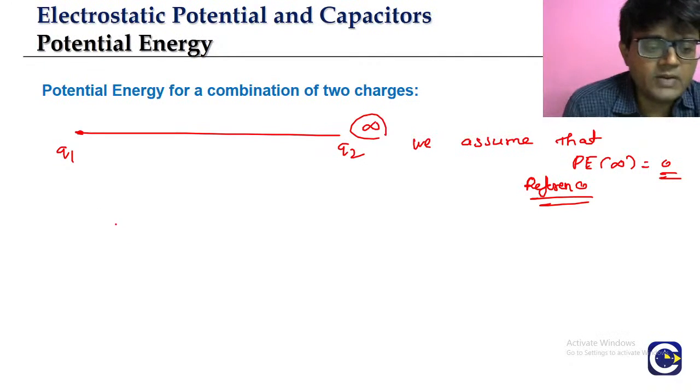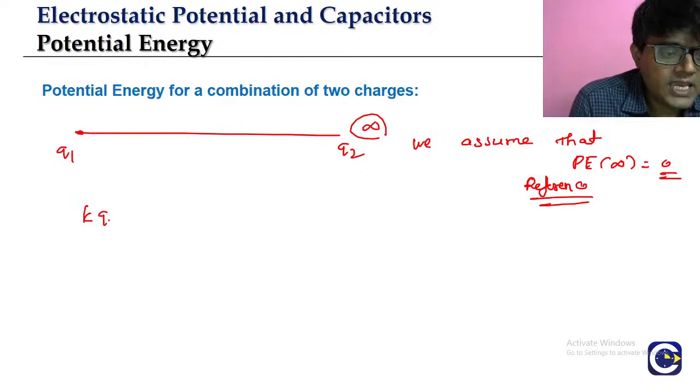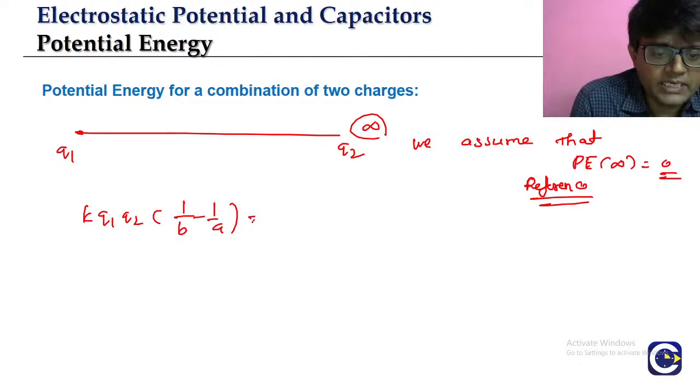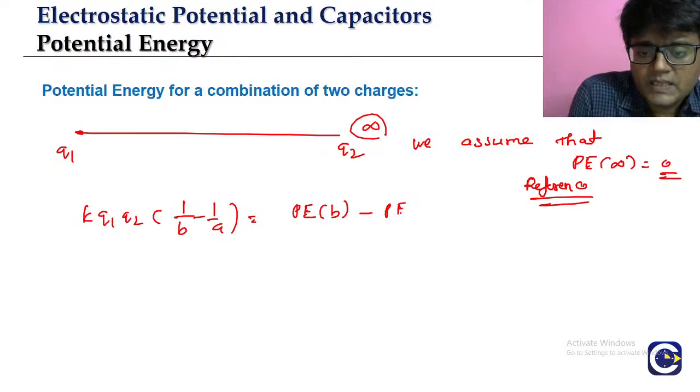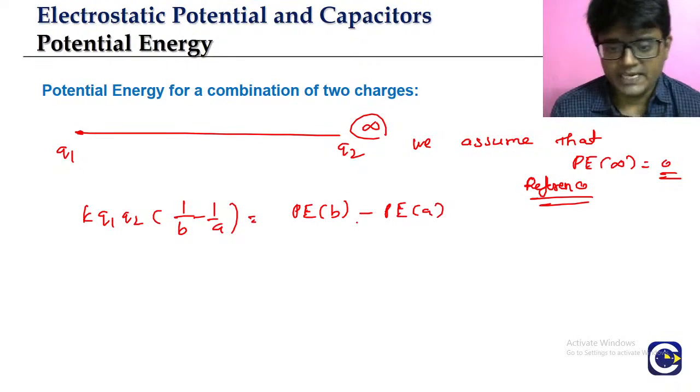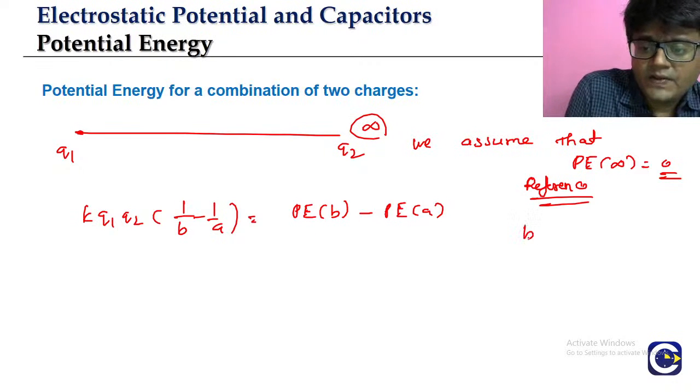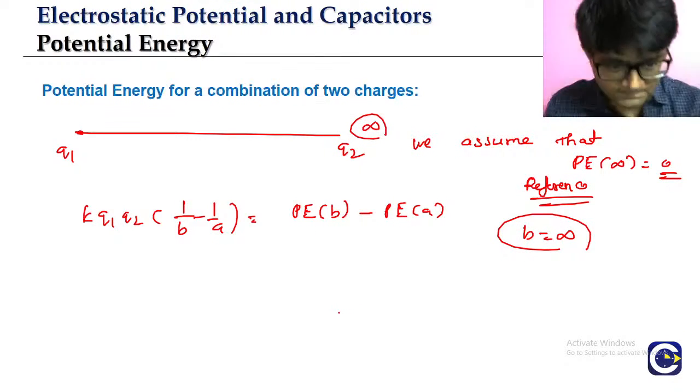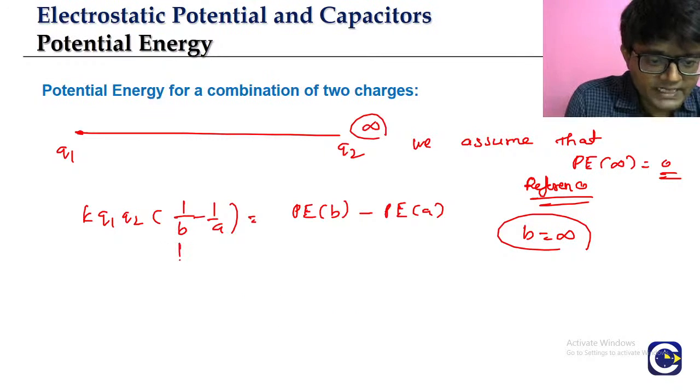இப்போ நம்ம கிட்ட இருக்க ஃபார்முலா என்ன? K q1 q2 into 1 by b minus 1 by a is equal to what? Potential energy when the separation is b minus potential energy when the separation is a. இதுல என்ன தெரியுமா? We will take b to be infinity. b நீங்க infinity எடுத்தா what is it? 1 by infinity means 0 தானா?